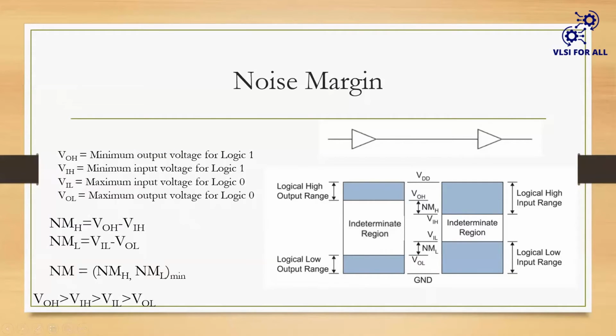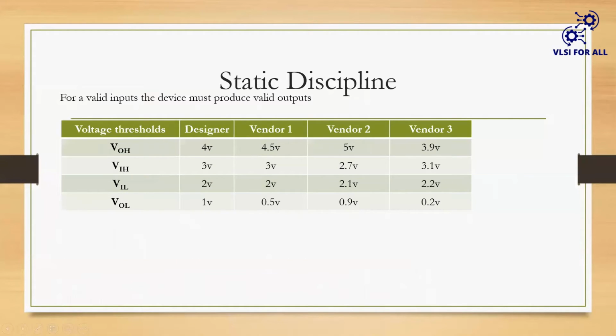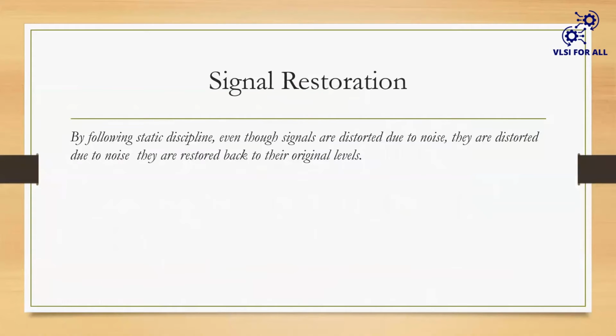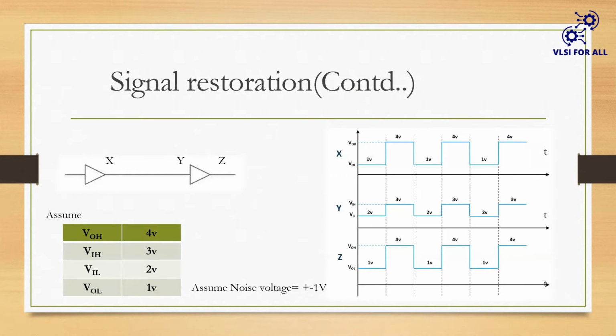Team, here we want to know about one important concept called signal restoration. Remember, if the design or the elements follow the static discipline, even though signals get distorted because of the noise, nothing will happen. They are restored back to their original levels. That is what signal restoration is. If someone asks you what is meant by signal restoration, you can tell the definition as it is. Now, let me give the description for that signal restoration.